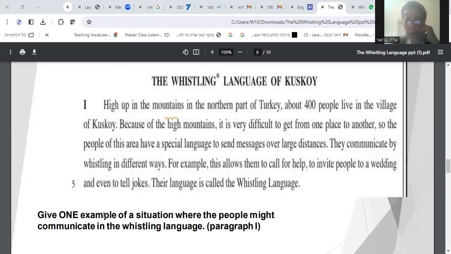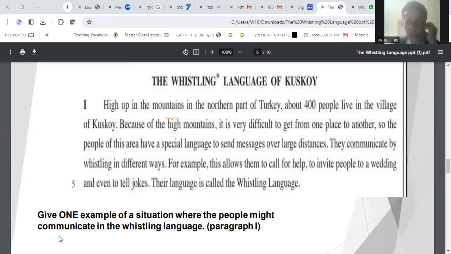Okay, when are people going to communicate with whistling? Okay, give one example. So you have to give a full answer. The people of Cusco use this language, or communicate in the whistle language.